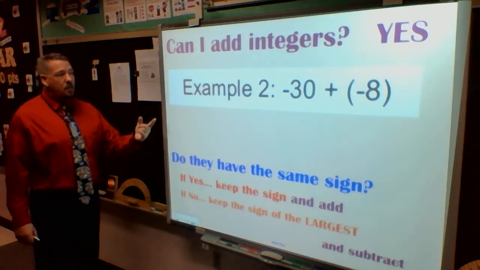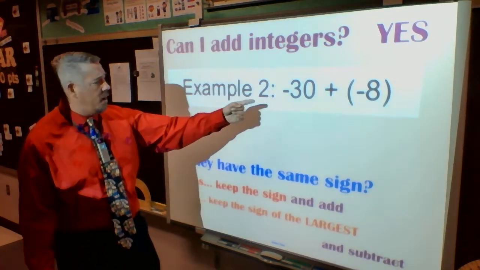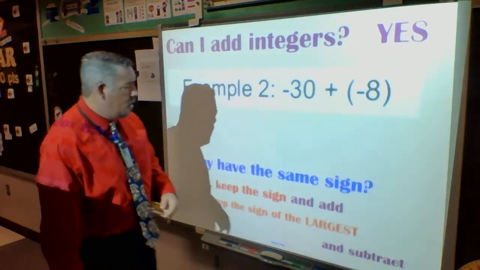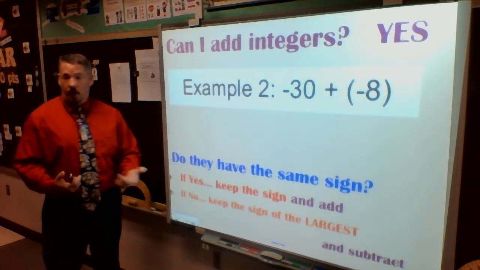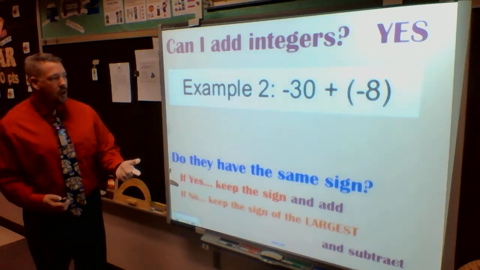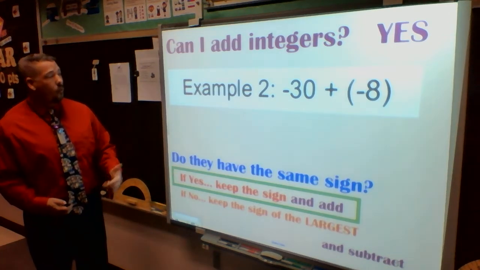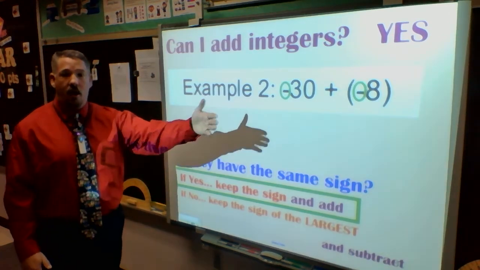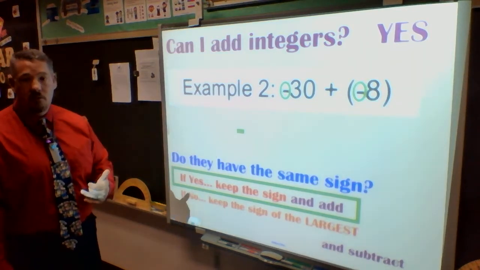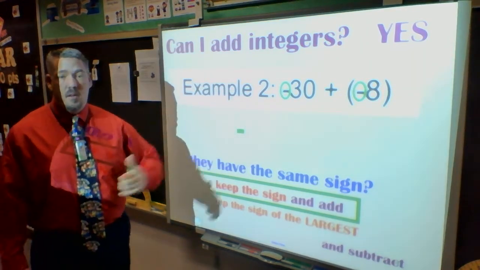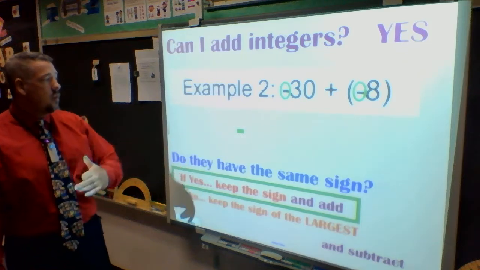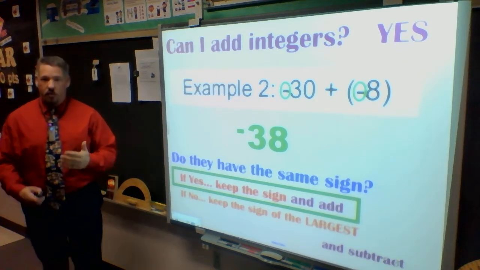When I look at my second problem, I have a negative 30 plus a negative 8. Can I add integers? Yes, I can. Do I have the same sign? Yes, I do. What am I going to do? Well, I'm going to keep the sign. Once again, it's going to be a negative answer. Then I'm going to add the digits together. 30 plus 8 is 38.